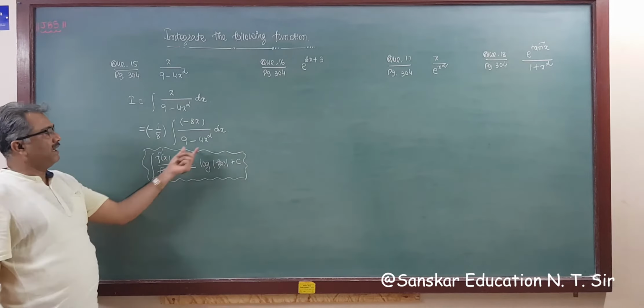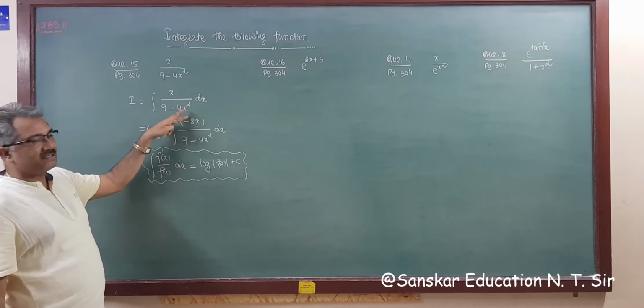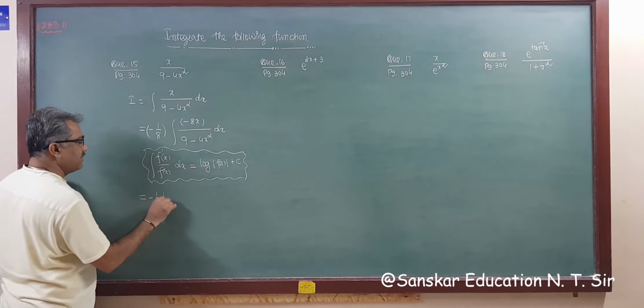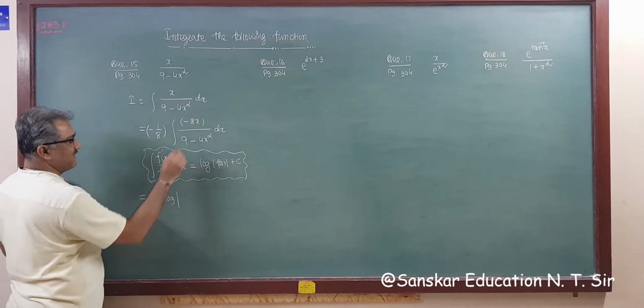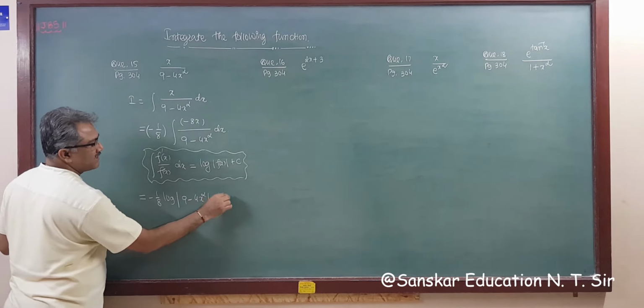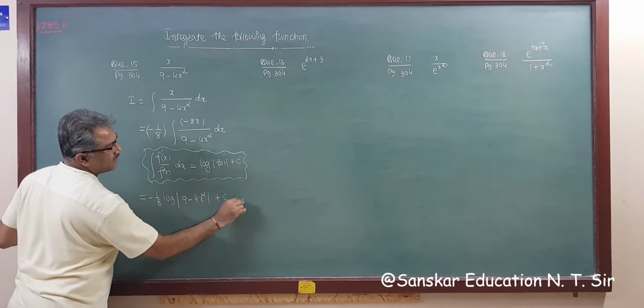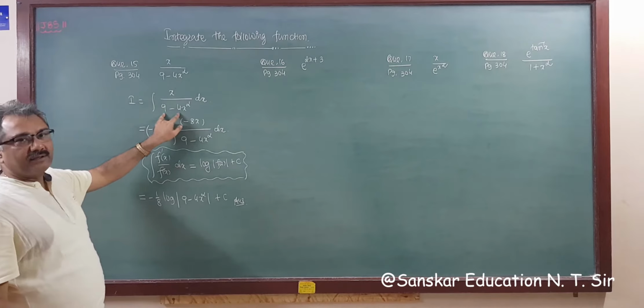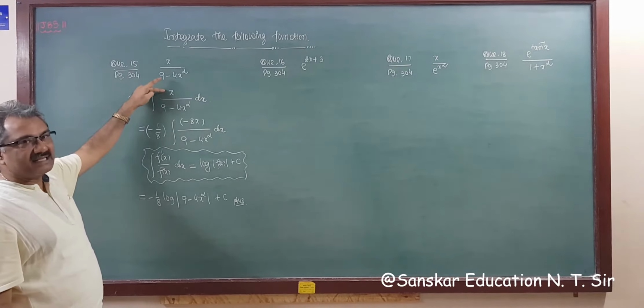So this is f(x) and f'(x) is this. So what is your answer? The answer will be minus 1 upon 8 log mod f(x), that is 9 minus 4x square, plus c. This is your answer. Suppose you don't know that this is f(x) and this is f'(x).